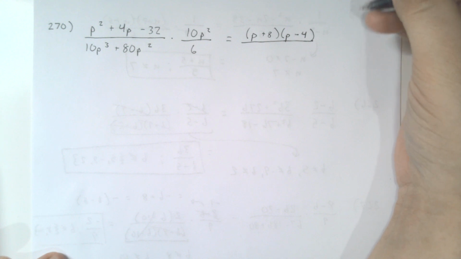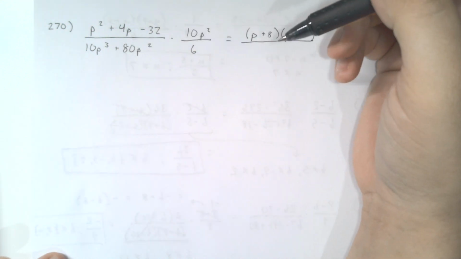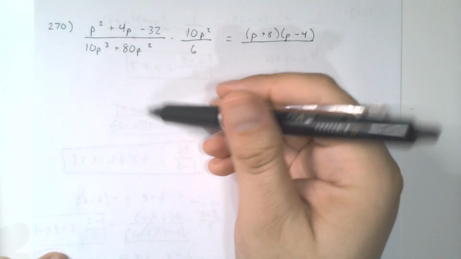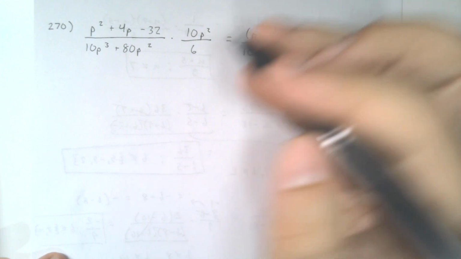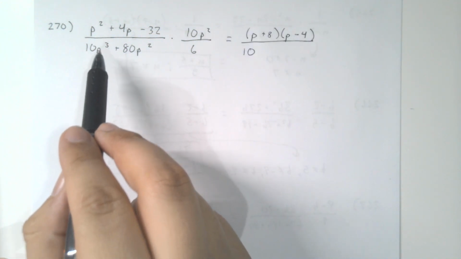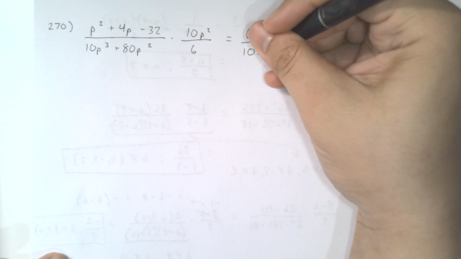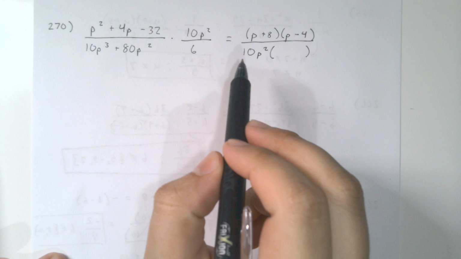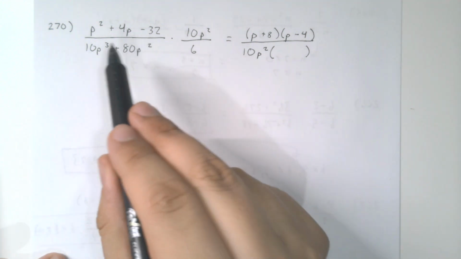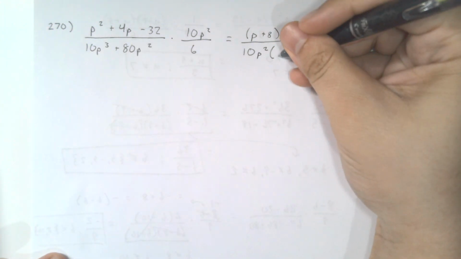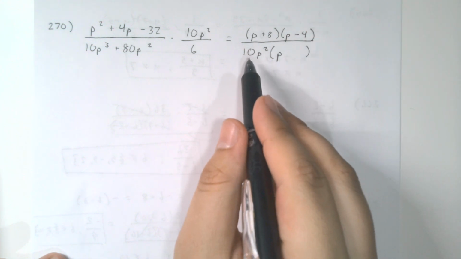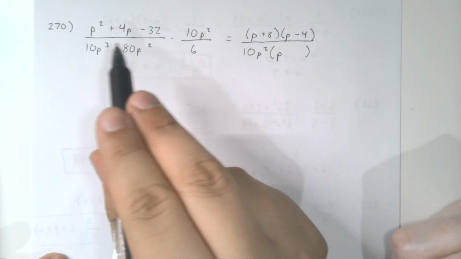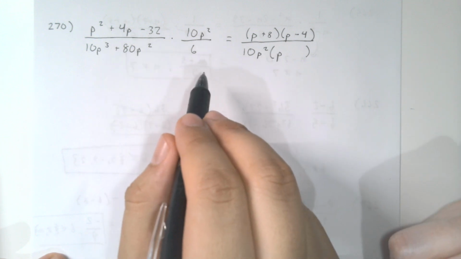This is all divided by whatever we can factor this to be. Well, the greatest common factor between 10 and 80 is 10. And the greatest common factor between p cubed and p squared is p squared. So now we want to figure out 10p squared times what gives us 10p cubed. Well, if we multiply this by p, we now have 10p squared times p. We have our 10. We have our p squared times p, which is p cubed, so we know that we have the right thing here.